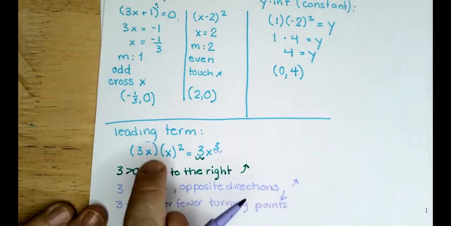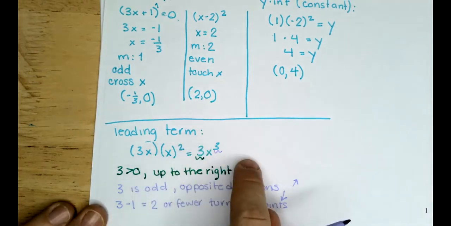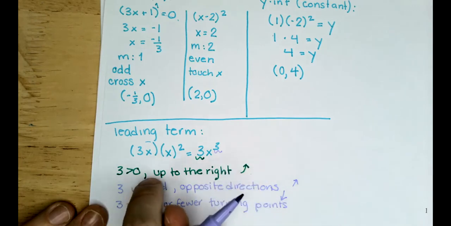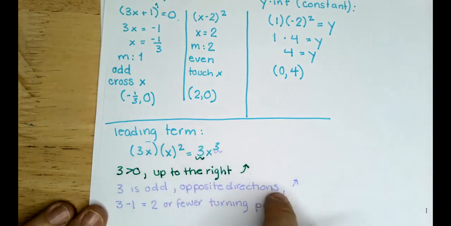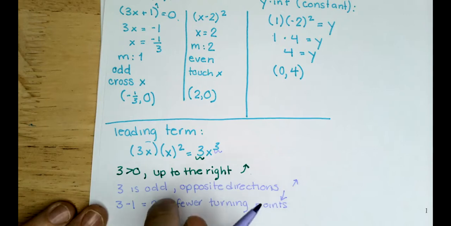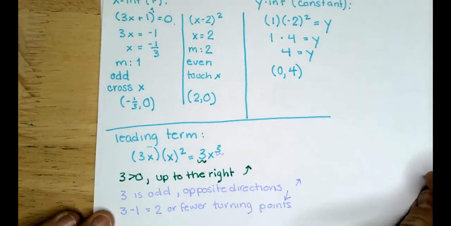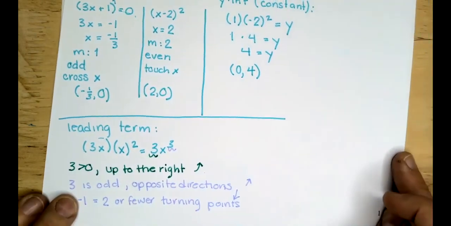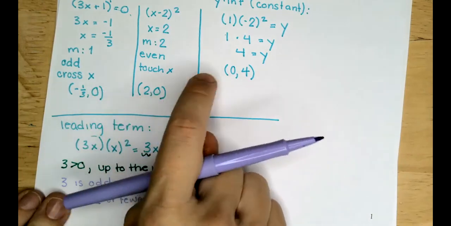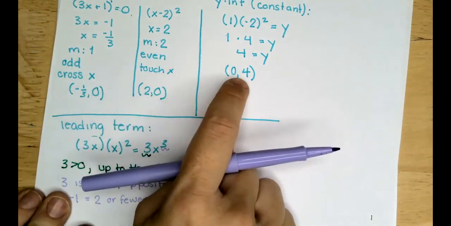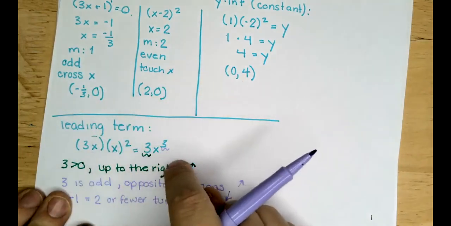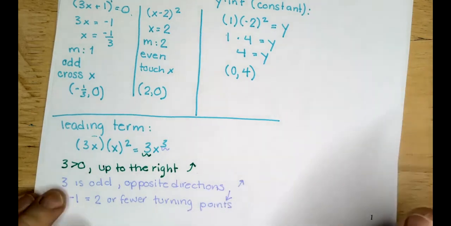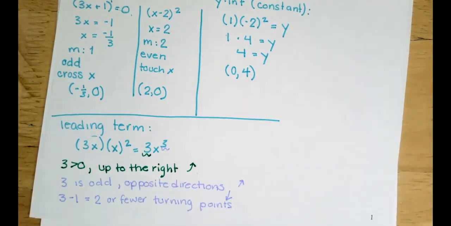So for the end behavior, we use the first number to decide if it's up or down to the right. And we use that exponent to decide whether they go in opposite directions or the same direction. And then we subtract 1 from that exponent to find the max number of turning points. Okay. So now that we know where it crosses, where it touches, where it crosses, and whether it goes up or down to the right, we can graph this.